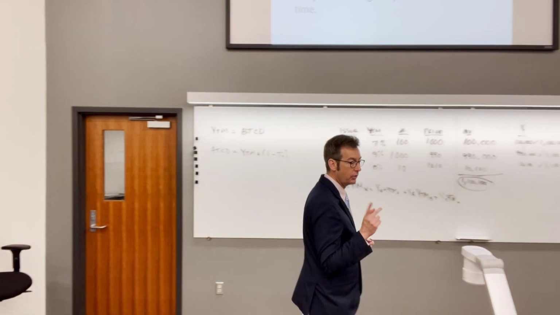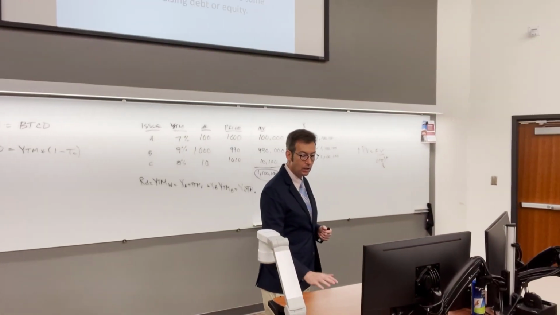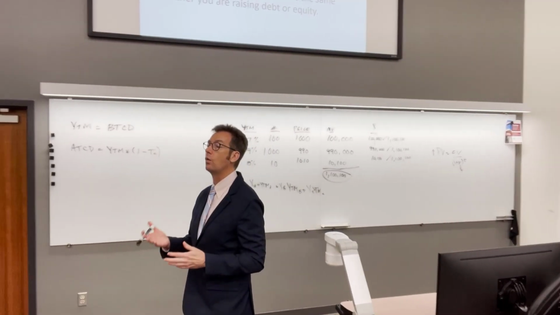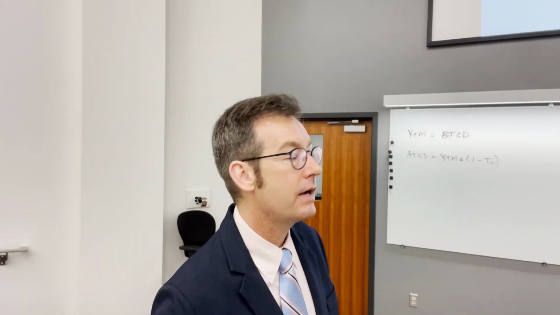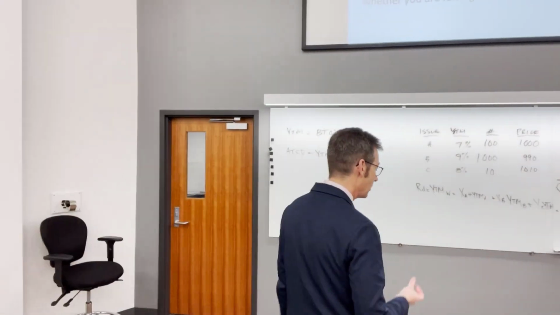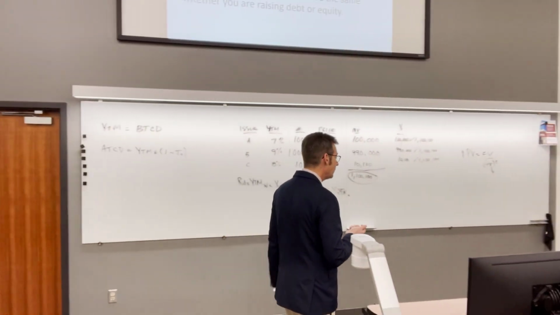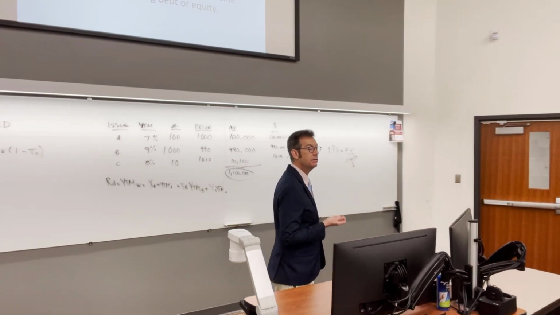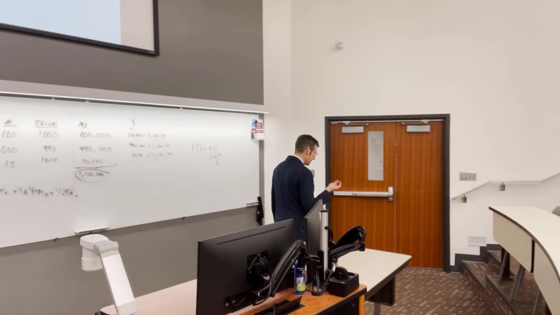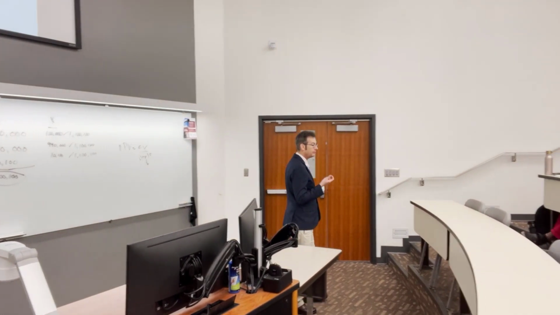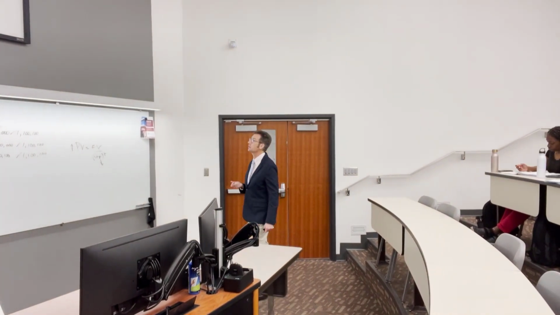Okay. So, how are we going to do this? Well, we are going to use what's called the weighted average flotation cost. Not to be confused with the weighted average cost of capital. This is the weighted average flotation cost. It's the percentage of whatever money we raise that we're going to have to give to the investment banker. The weighted average flotation cost is the percentage that we're going to have to give to the investment banker.